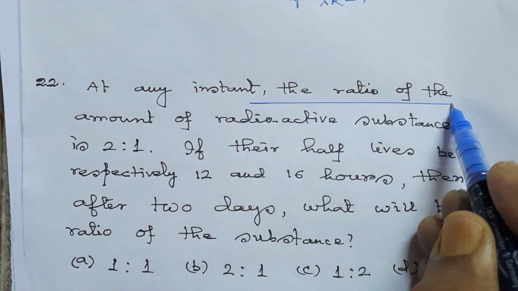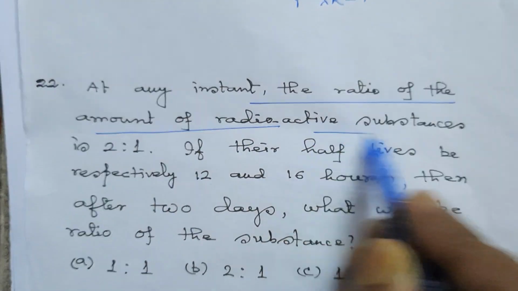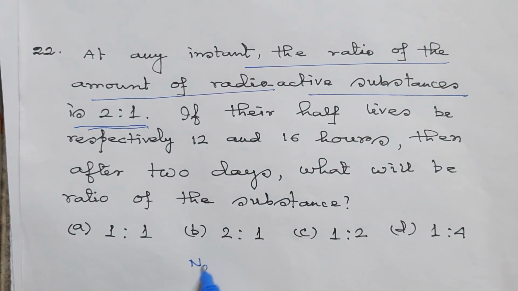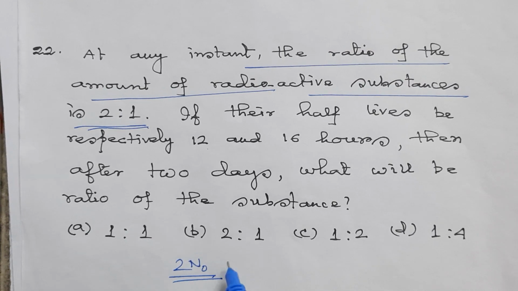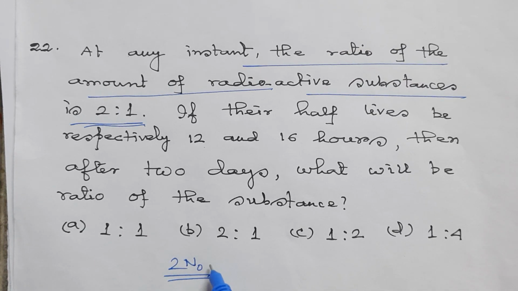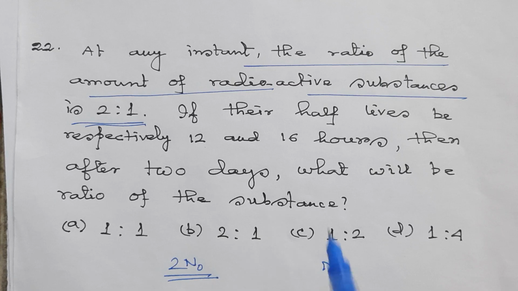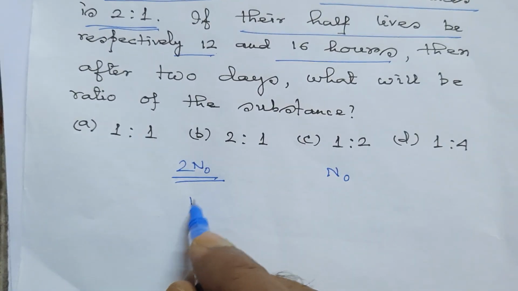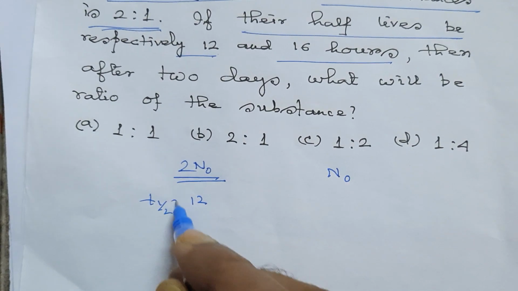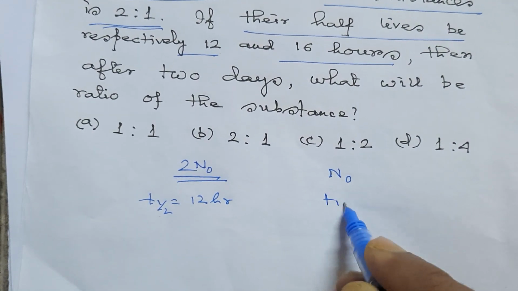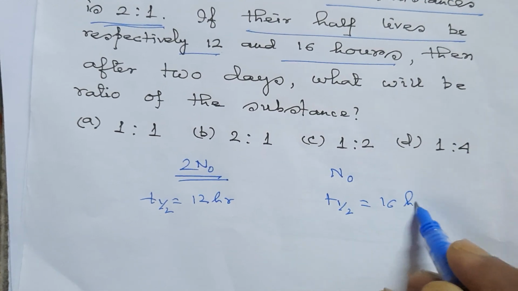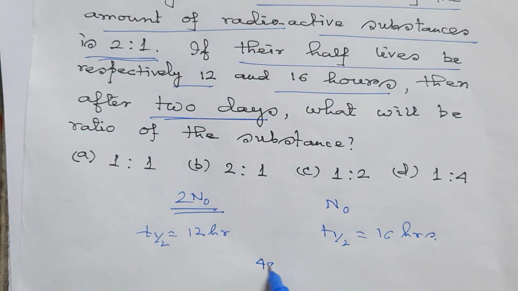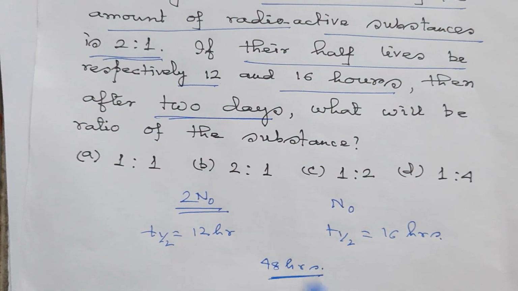At any instant, the ratio of the amount of radioactive substances is 2:1. Let the number of atoms in the first substance be 2n0, then that in the second substance is n0. Their half-lives are 12 and 16 hours. The first one having half-life 12 hours, second one having half-life 16 hours. Then after 2 days, in 2 days there are 48 hours. What will be the ratio of the substances?